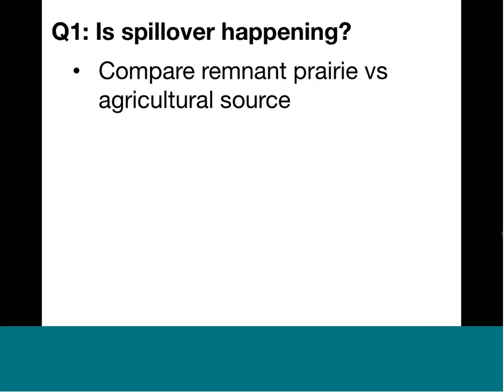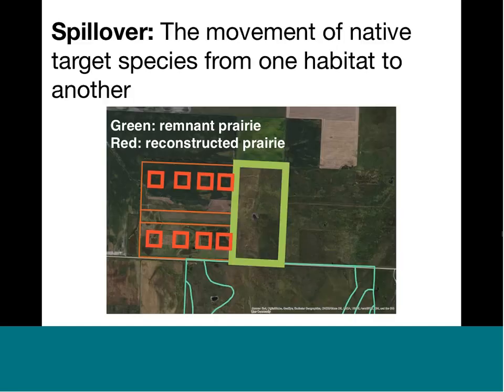And to do that, we're asking basically two questions. So one, is spillover happening? Are we seeing these native species moving into these reconstructed prairies that weren't planted? So basically, we've gotten all of the seeding mixes for all of the reconstructed prairies that we've worked on, and we're going to subtract those species out from what we see, and then see if any have come from the sources. And to determine if spillover is actually happening, we're comparing this landscape.